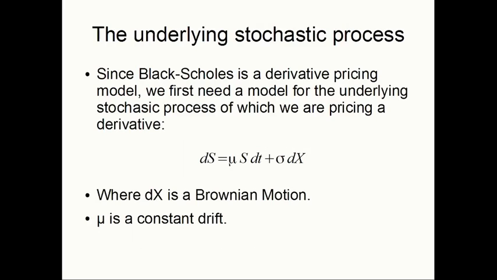An option is a financial contract about an underlying asset, which we can represent as a stochastic process. Here, S is the underlying asset's price, and dX is the source of randomness in the form of a Brownian motion. The mu S dt term is the deterministic time trend, or the drift, of the process.